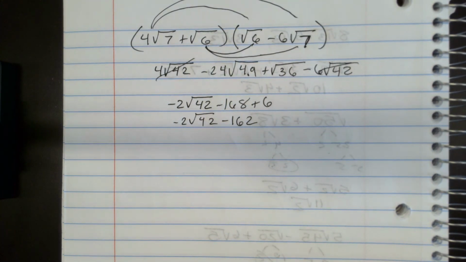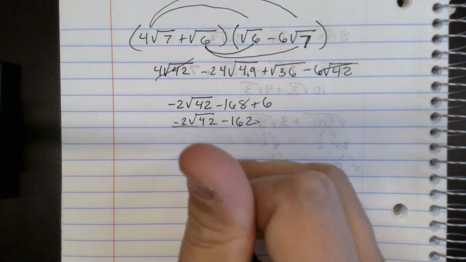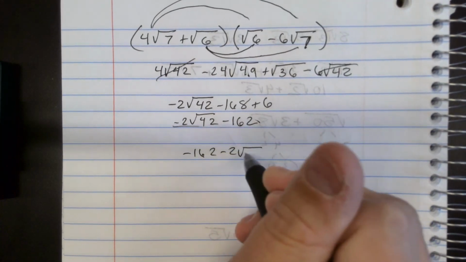Can 42 be reduced? No, it can't. A 7, a 3, and a 2. It looks like it can, but it can't. Hey, your assignment's there. That's it. You guys can do it. Nicely done. I'd probably rather like it written like this, but either way works.